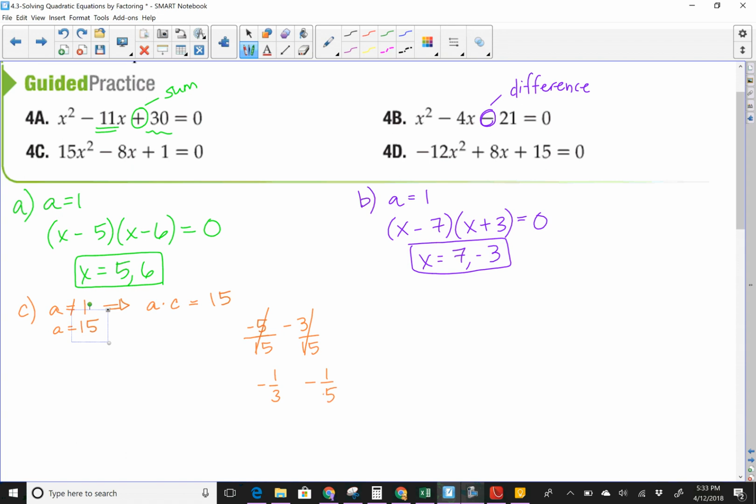Those fractions that you get, when you move that up, some people call this method slide, divide, bottoms up. They slide these two numbers together to get this product, and then they divide and then bottoms up. So what this becomes, my factors are going to be 3x minus 1 and 5x minus 1 equals 0. Set each factor equal to 0, 3x minus 1 and 5x minus 1. And so I get x equals 1/3 or 1/5.